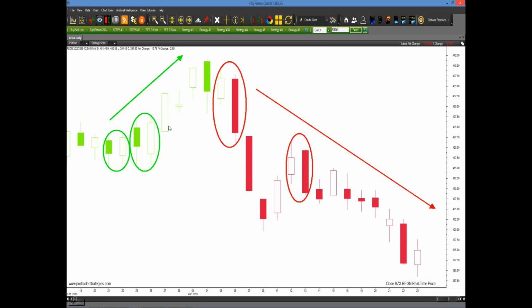So this is why we say our methods are consistent. Consistency means you will have losses every once in a while, but you have a method that you feel confident in to recoup those losses. The quicker, the better.